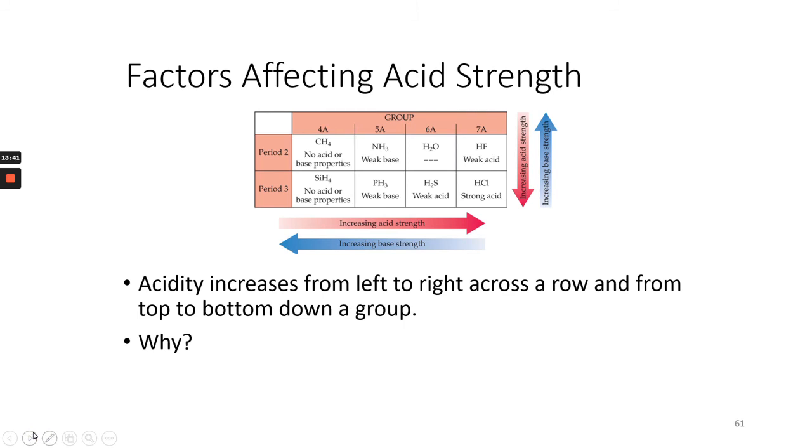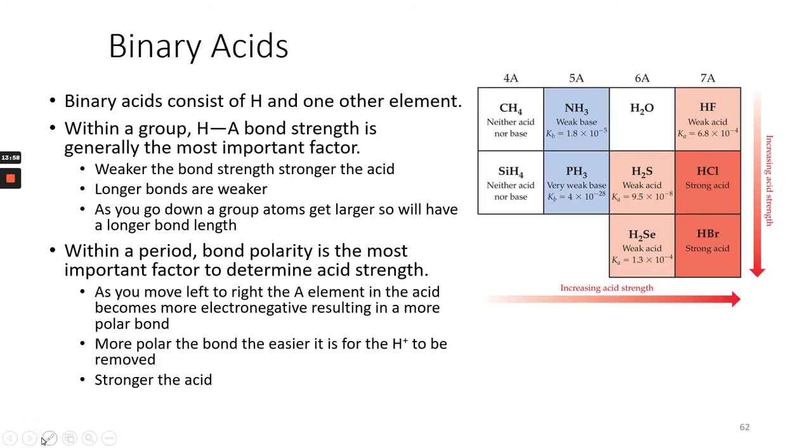So, factors affecting acid strength. First of all, there's a couple of trends. As you go down a group, your acid strength will get stronger. And as you go from left to right, it'll also get stronger. So acidity increases from left to right across a row and from top to bottom down a group. Why is this? Well, let's just look at binary acids first.